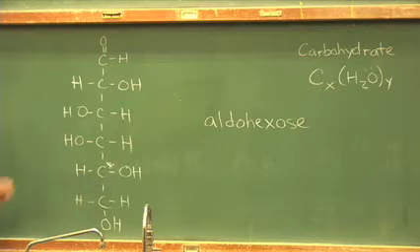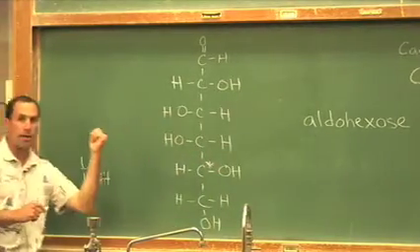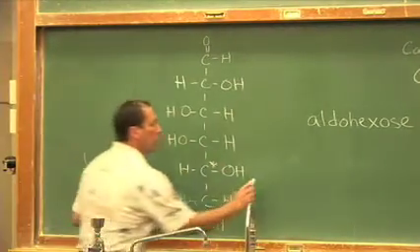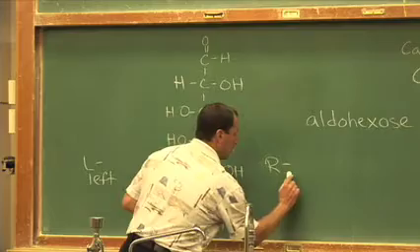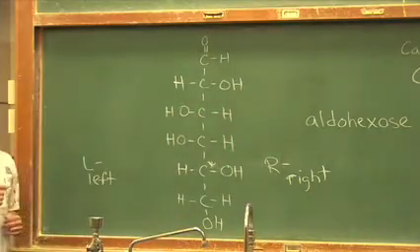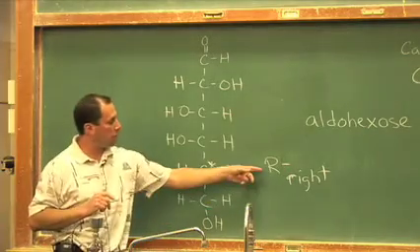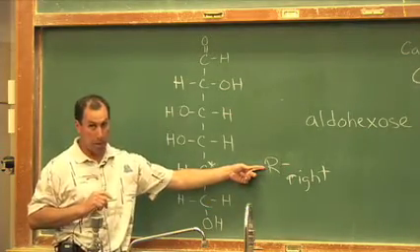If I put it on the left, I would call it an L for a left-handed sugar. That's not the case. I didn't put it on the left, I put it on the right. And therefore, I could call it R for a right-handed sugar. But that would be too easy. That would be too straightforward. We're not allowed to do straightforward in chemistry, so we can't use R.